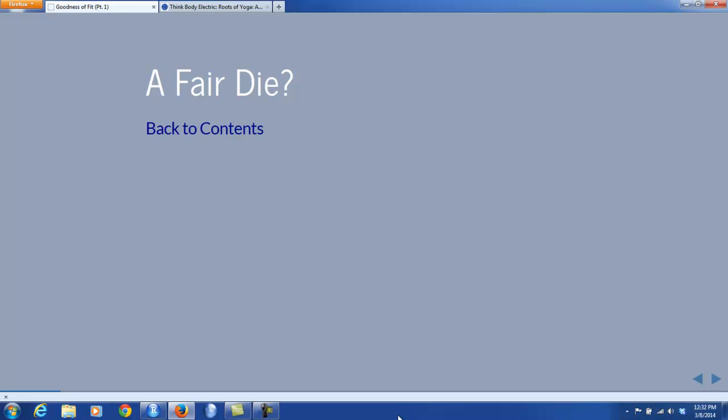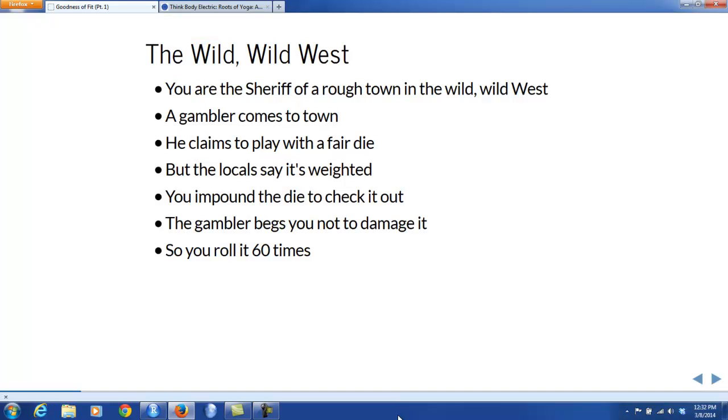So let's talk about the fair die problem. Suppose that you are the sheriff of a rough town in the wild, wild west, and a gambler comes to town. He claims that the die that he plays with is fair, but the locals in the saloon who are playing with him are losing a good bit, and they grumble and mumble that it's weighted in one way or another. So you go to the gambler and you impound his die, and you're going to check it out. You're about to bust it open to see if it's weighted in one particular direction. But the gambler says that it's his lucky die, and he begs you, please don't damage it.